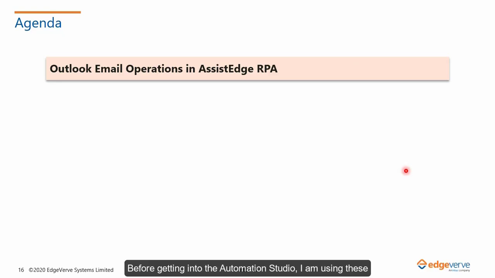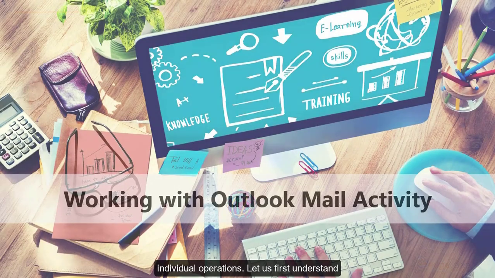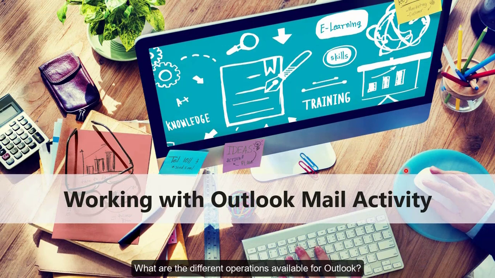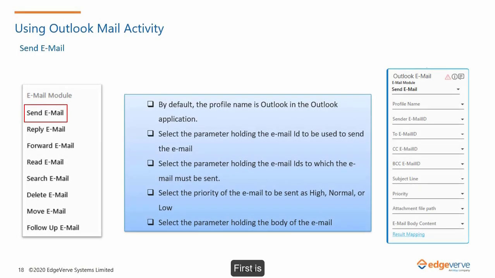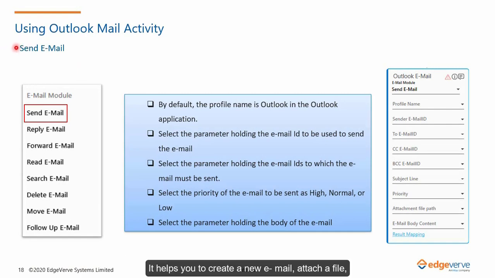Before getting into the Automation Studio and using these individual operations, let's first understand what the different operations available for Outlook Mail automation are. First is send email. It helps you to create a new email, attach a file, specify the priority of the email, and then send the email to the intended recipient. One can add multiple recipients separated by a semicolon.